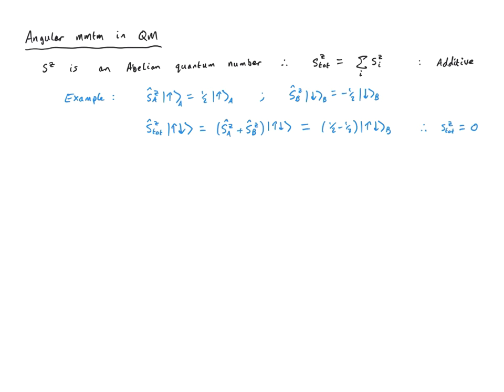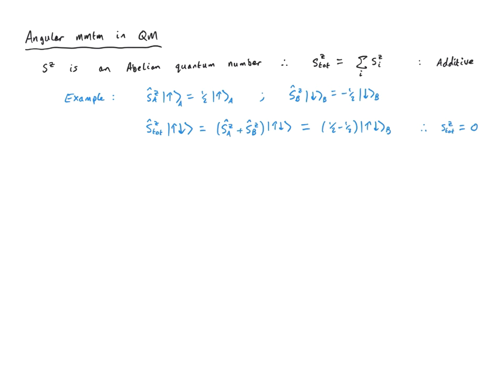Let's just quickly remind ourselves of the rules of angular momentum addition in quantum mechanics. The spin projection Sz is an abelian quantum number. This means that it is additive. If I want to know the total Sz, I simply add up all of the Sz's for the individual contributions.